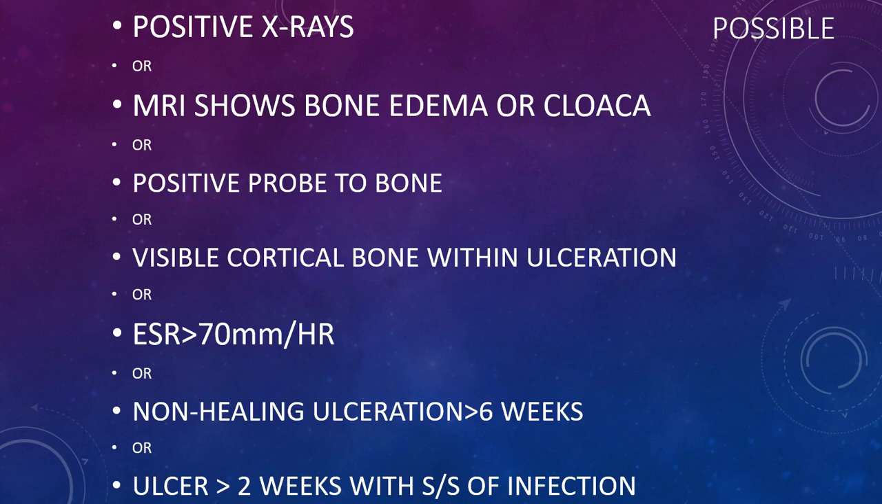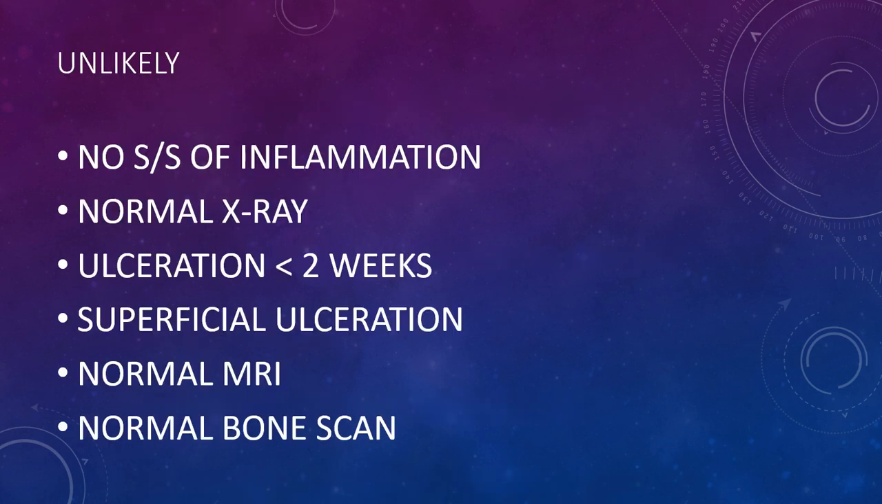Possible osteomyelitis are those patients who have positive x-rays consistent with osteomyelitis, or an MRI showing bone marrow edema, or a positive probe-to-bone test, or visible bone within the ulceration itself, a sedimentation rate greater than 70 millimeters, or a non-healing ulcer greater than 6 weeks, or an ulcer greater than 2 weeks with signs and symptoms of an infection.